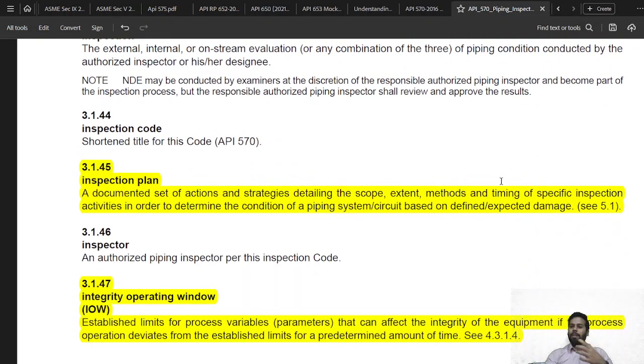Inspection plan is the plan for how you are going to run your inspection. A documented set of actions and strategies detailing the scope, extent, method and timing of the specific inspection activities, in order to determine the condition of the piping system circuit based on its defined and expected damage.